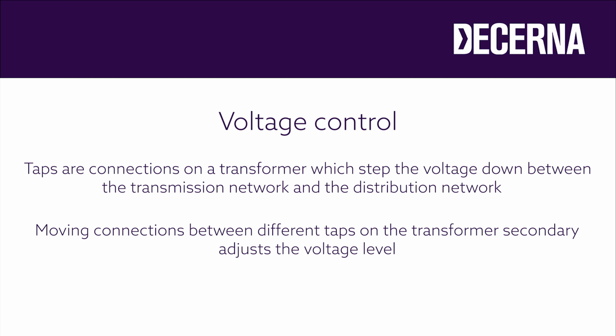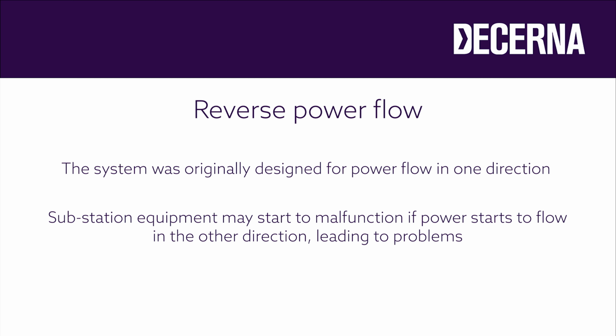Voltage control. Power engineers often talk about taps, and sometimes they give the reason for your renewable energy project not going ahead as being out of taps. They are talking about connections on the transformers which step the voltage down between the transmission network and the distribution network. Engineers can physically adjust the voltage level if it's too high or low by moving connections between different tappings or taps on the transformer secondary. Some primary substations have automatic tap changers installed, which perform this function autonomously.